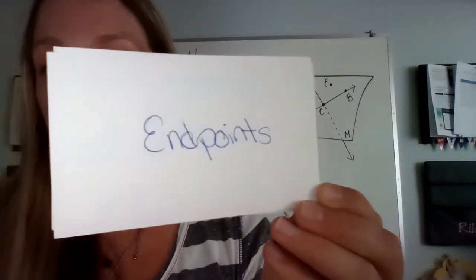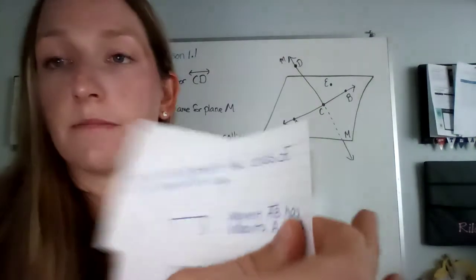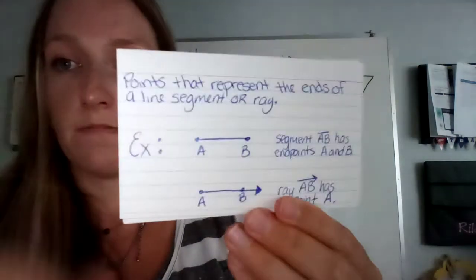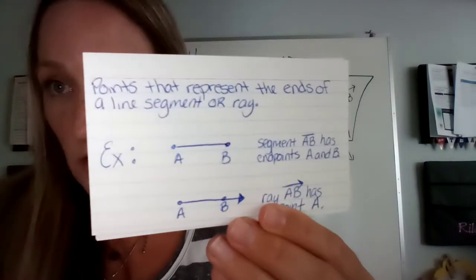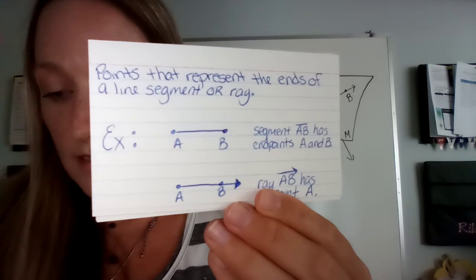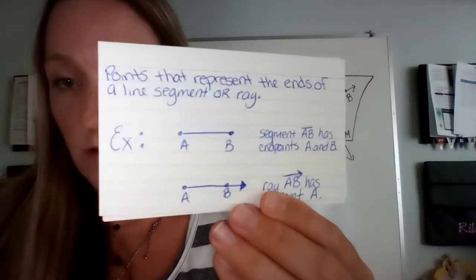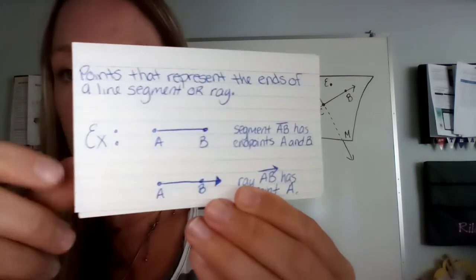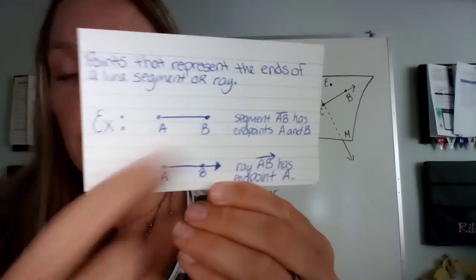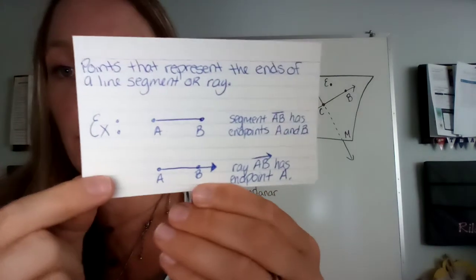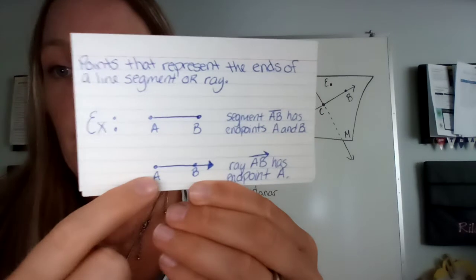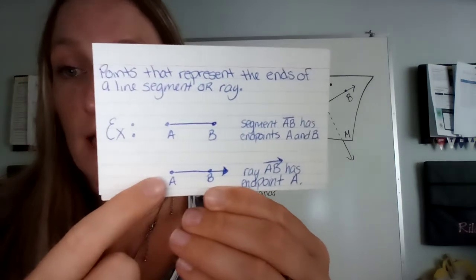Next, we have endpoints, which I just referred to in the last example. All right, so endpoints. Points that represent the ends of a line segment or a ray. All right, so I have a segment there. Points A and B are the endpoints of that segment. And then I have a ray, and A is what we call the endpoint of the ray. B is just a point on the ray, but A is the endpoint.